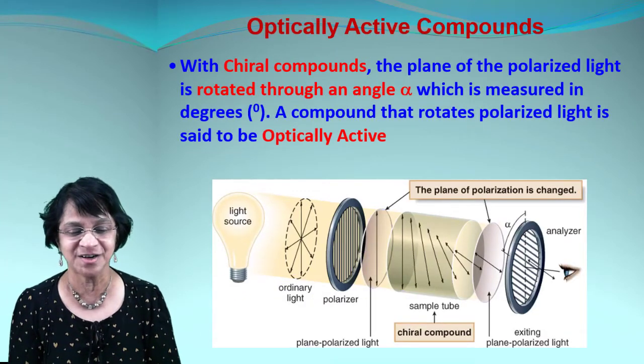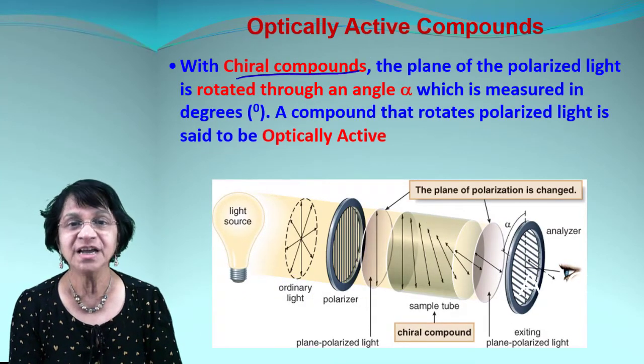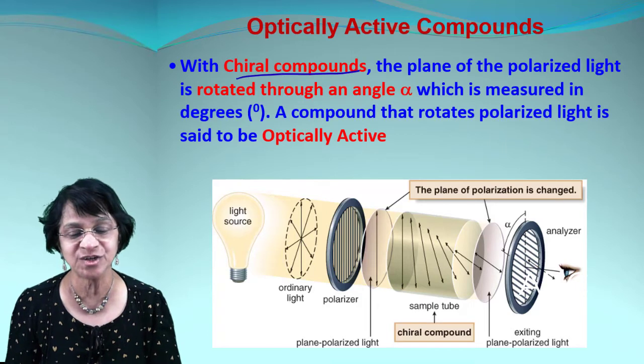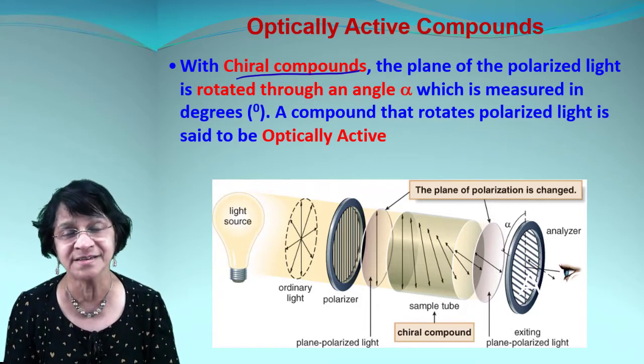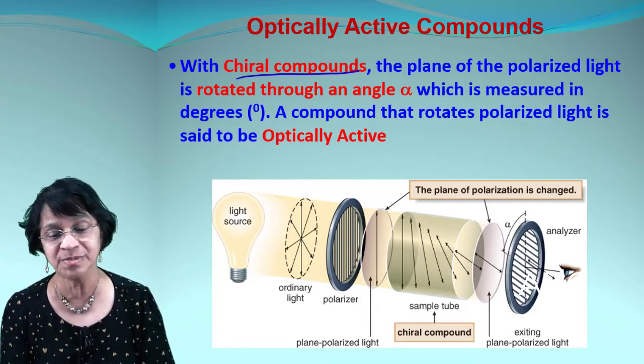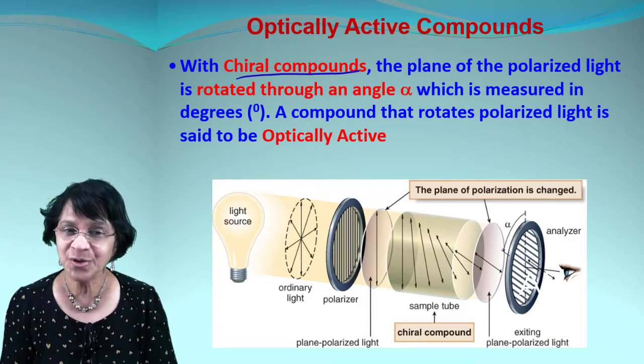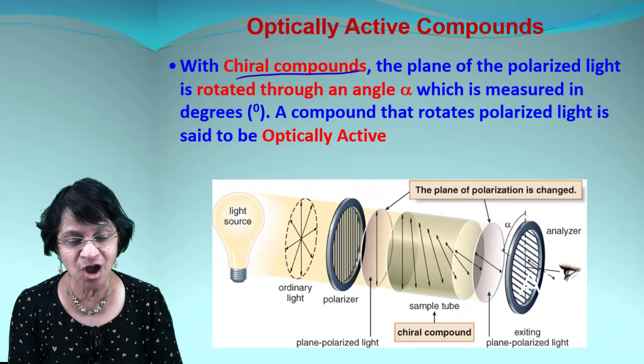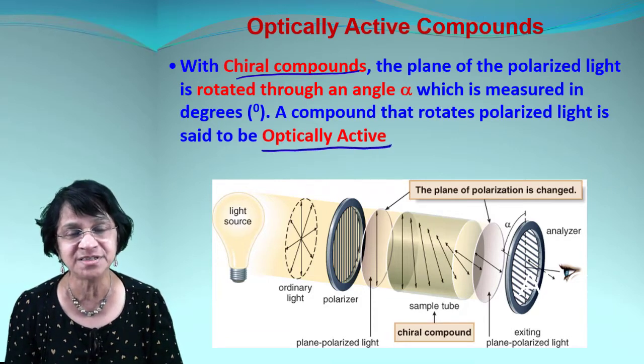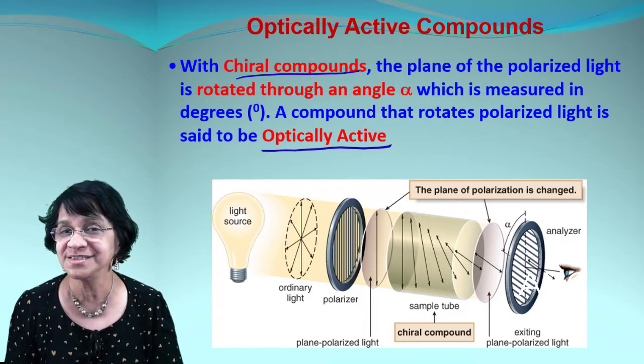If you have a chiral compound, what will happen now? The plane polarized light will be rotated through an angle, and we use the symbol alpha for that. This is measured in degrees. So the compound is called optically active, and that means you probably have a compound with some chiral centers.